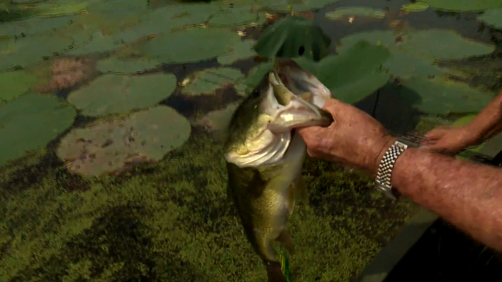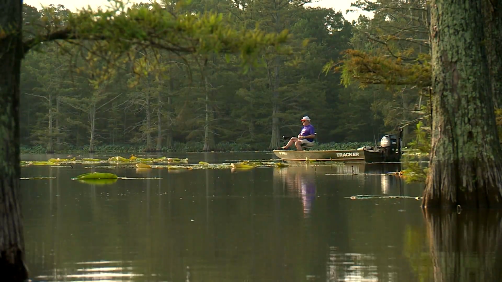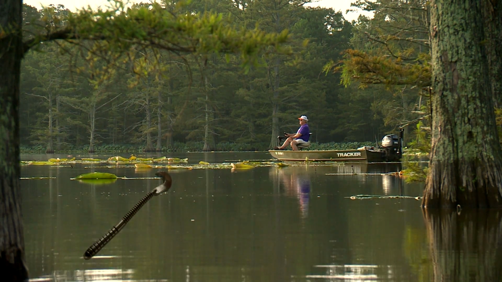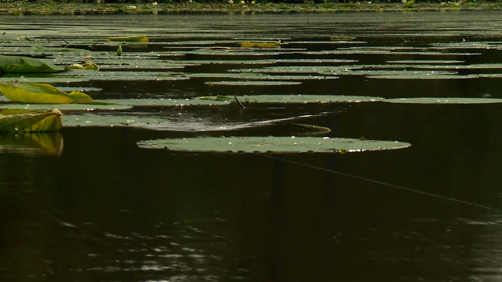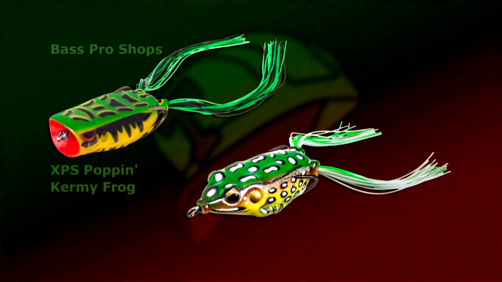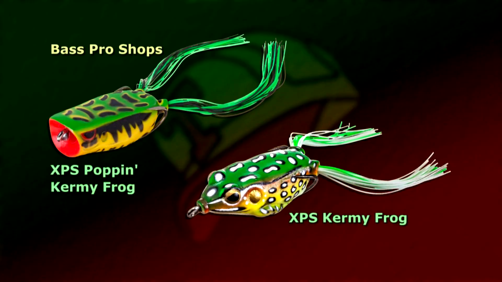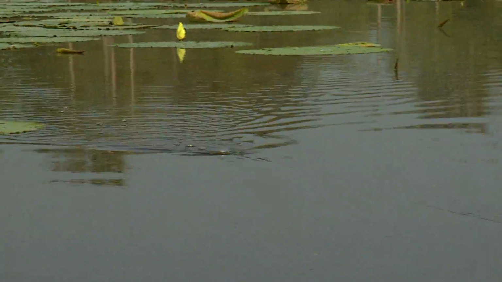All right, let's go. When bass are suspended high up under this stuff, there are several different types of lures that can be used: the plastic worm, rigged weightless, and the popular spoon. But perhaps the most popular and my most productive would be the frog. The two frogs we're using today are the Bass Pro Shops Kermie Popping Frog and the Bass Pro Shops Kermie Frog, made of a durable material that floats high and is extremely weedless and has unbelievable action over open water areas also.